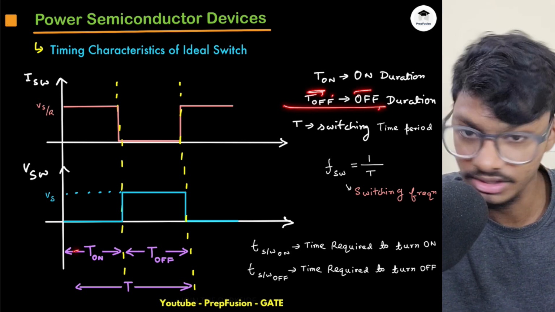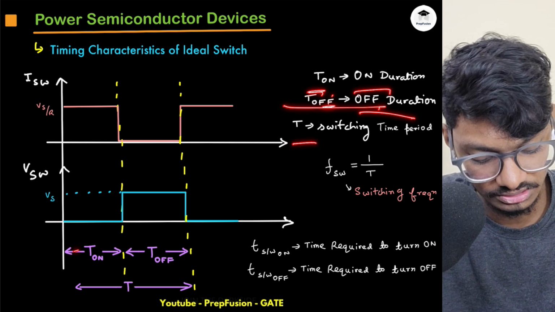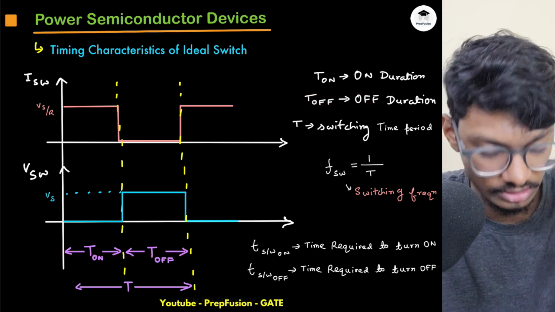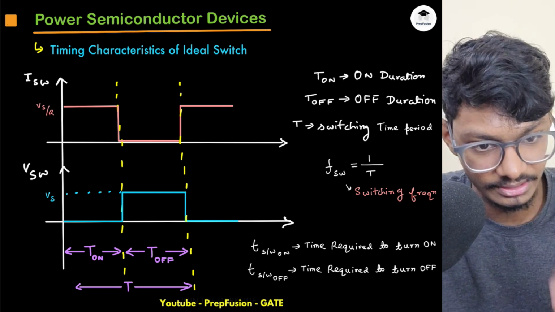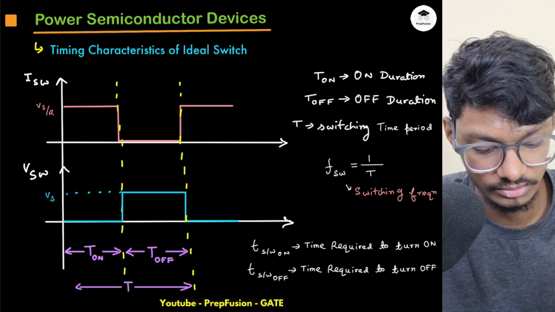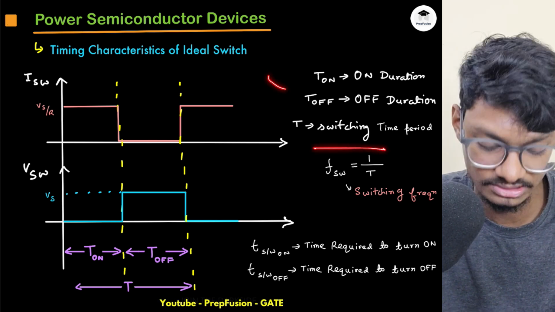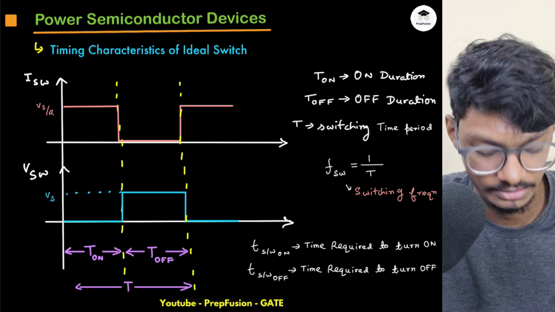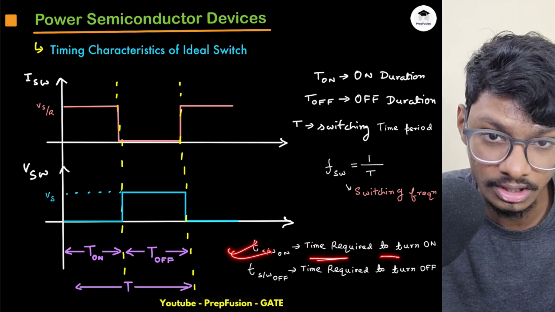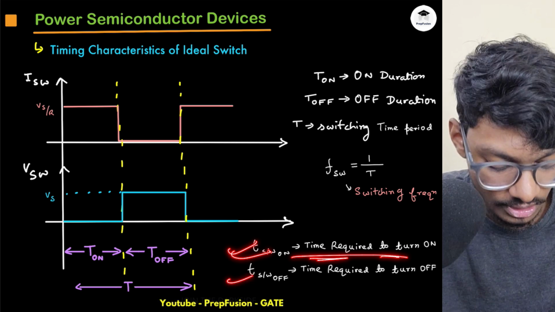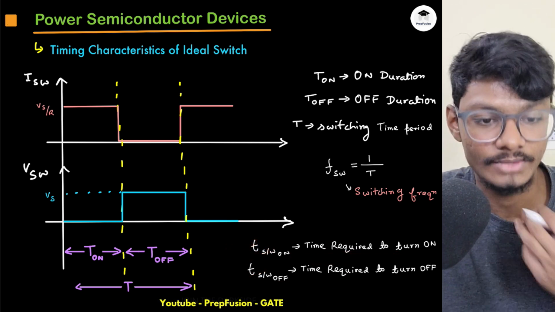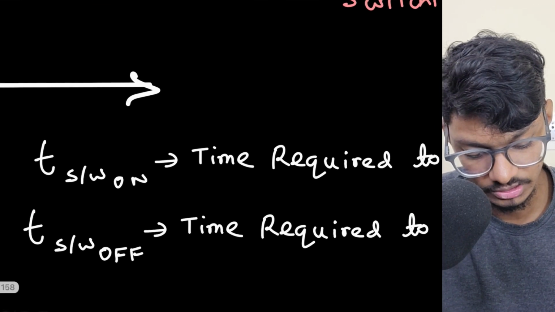So capital T on is the on duration, capital T off is the off duration, T is the switching time period, repeating for some number of periods. F switch is the switching frequency, which is basically the inverse of the switching time period. These are the notations that I will use throughout this whole chapter. Next, T switch on is the time required for the switch to turn on. T switch off is the time required to turn off. In the ideal case, these are 0.